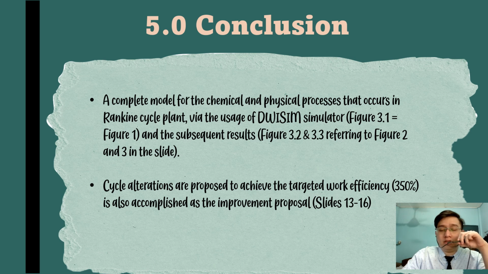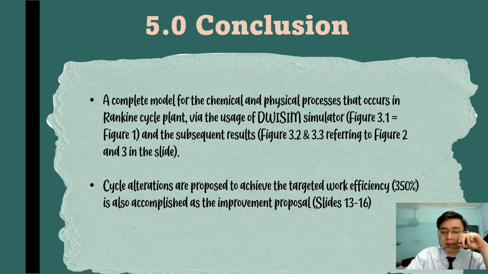The conclusion for this study report is that the two objectives have been accomplished. The first objective is to create a complete model for the chemical and physical processes that occur in the Rankine cycle plant. And this model is created using the simulator, and it can be seen in figure 3.1. And the subsequent results for each of the unit operations, like the steam boilers, turbines, condenser, and the pump, can be seen in figure 3.2 and 3.3. This is for the basic requirements for the normal operation.